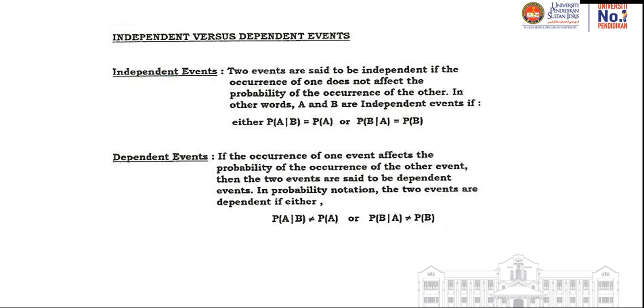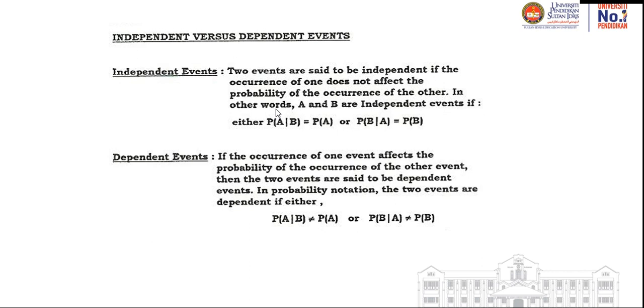Okay, next, another term is independent versus dependent events. So there are quite a few terms that you need to know before we go to the next chapter. The first chapter is basically on all the basic terms in probability and statistics which you need to know. Okay, so this is another term, independent and dependent events.